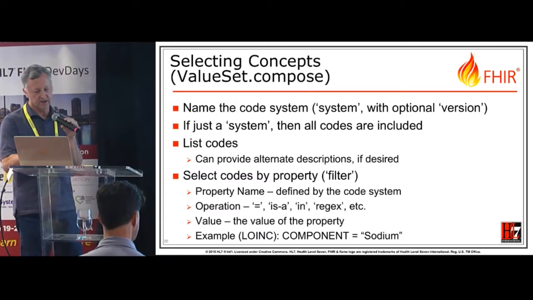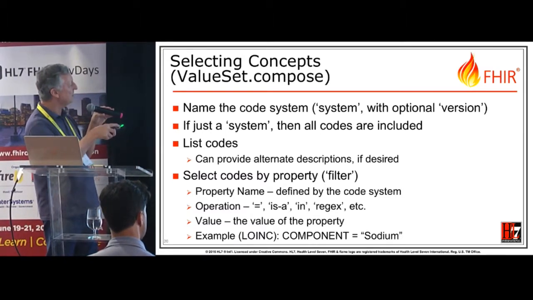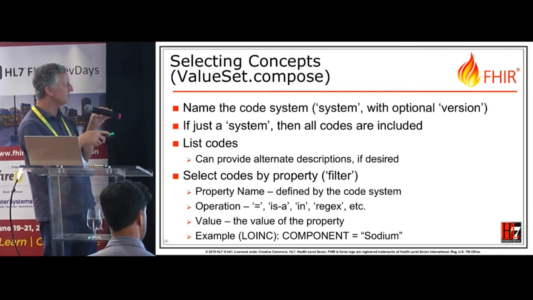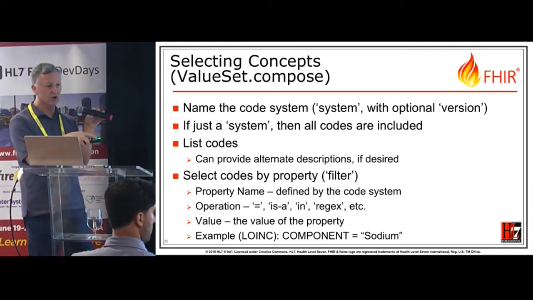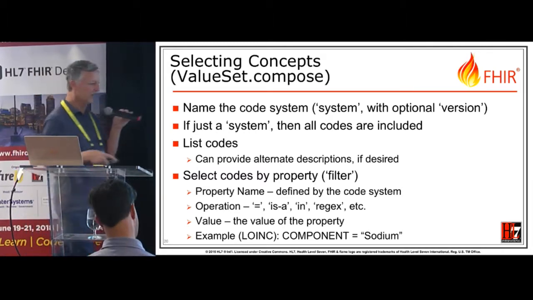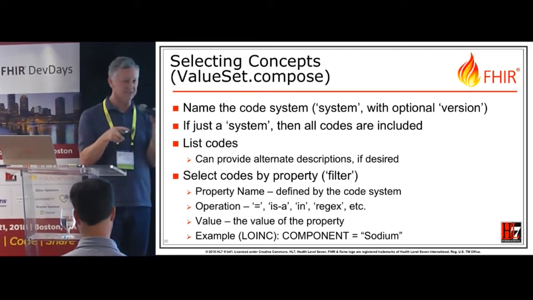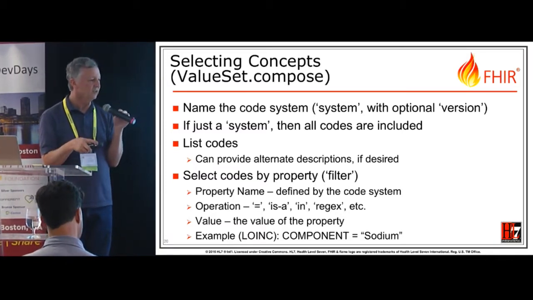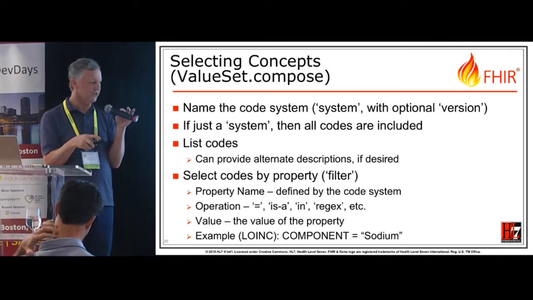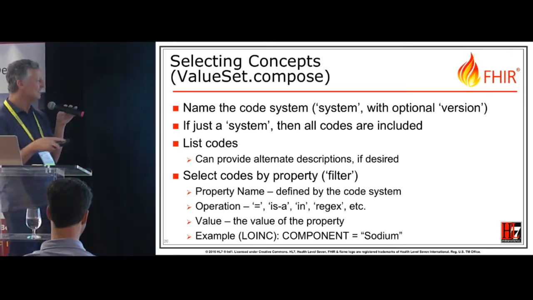Okay, so basically you select the concepts, and you name the code system, and optionally a version, and if you just include the system, like I mentioned earlier, then that means all codes. So if you wanted a value set of all codes in a code system, you just reference the system. If I say LOINC, http://loinc.org, that means my value set definition is all codes in LOINC. Now, most of the time I don't want to do that. It's a little bit big, but occasionally.